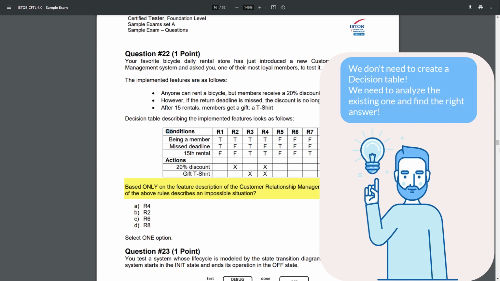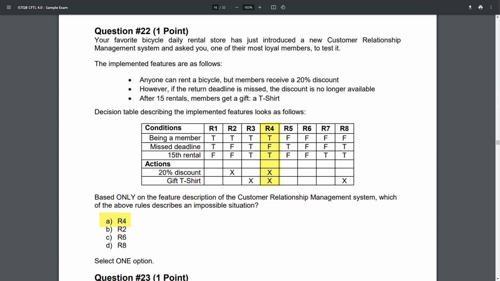For example, this question should be based only on the feature description of the Customer Relations Management System. Find rules that describe an impossible situation. Let's try to do it. We have 4 answer options and we have to check whether the rule in the table meets the conditions in the requirements. For this, we need experience in building tables on our own.